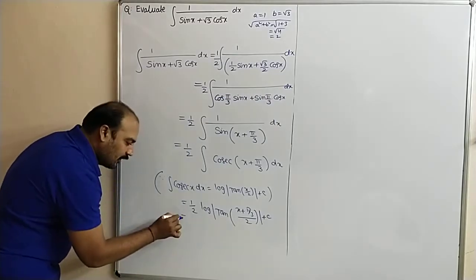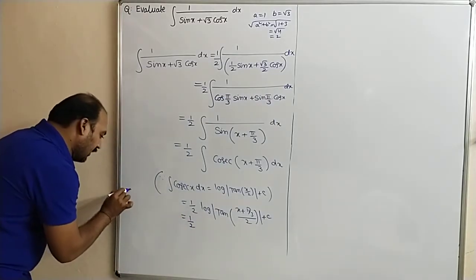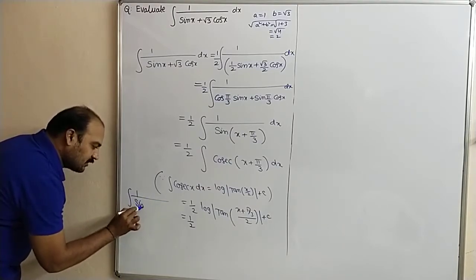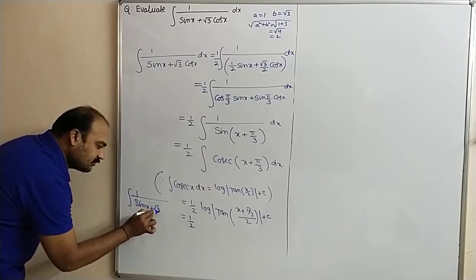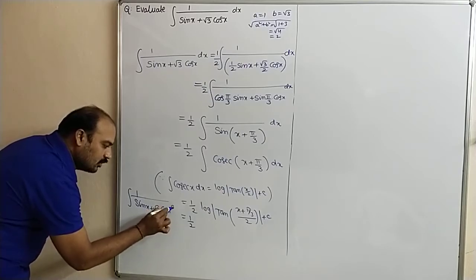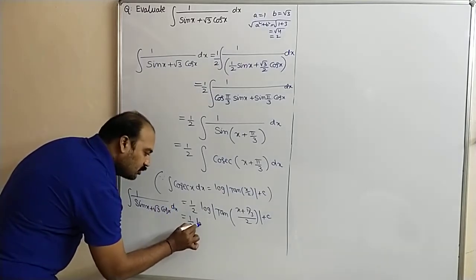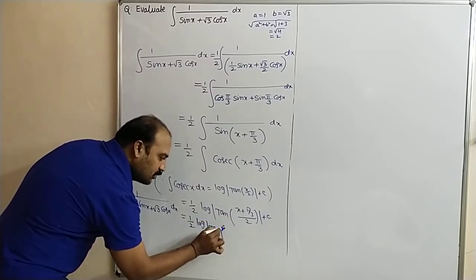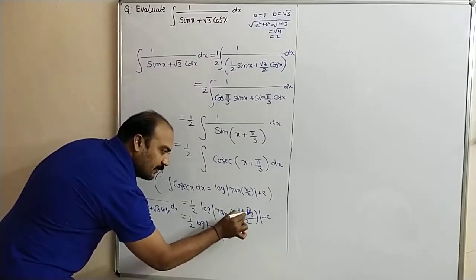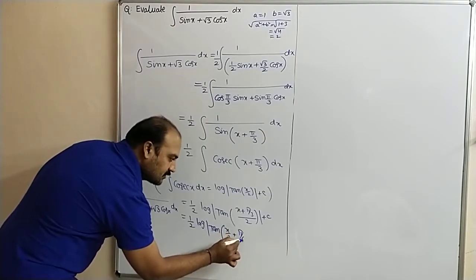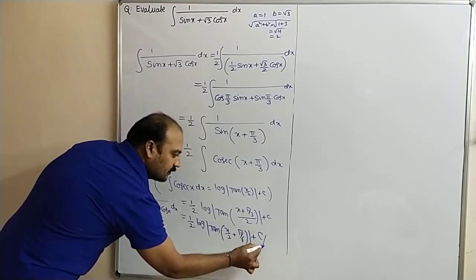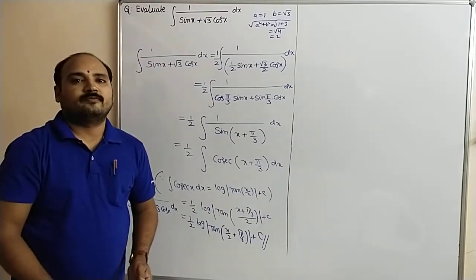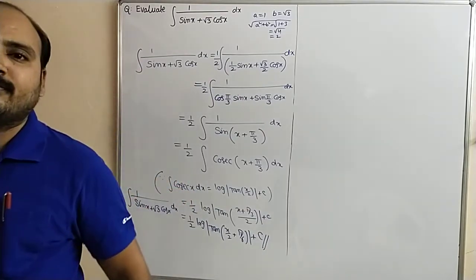If you simplify and write it, integral 1 by sin x plus root 3 cos x into dx is equal to 1 by 2 into log mod tan of x by 2 plus pi by 3 by 2, that means pi by 6, plus c. We'll move to the next question.